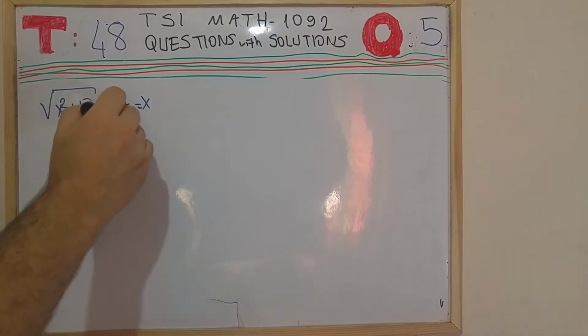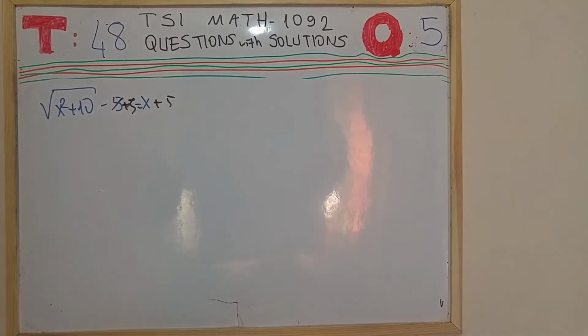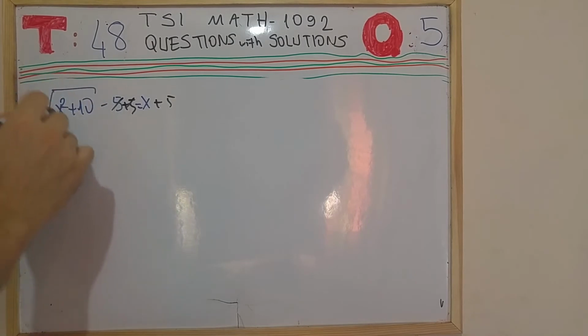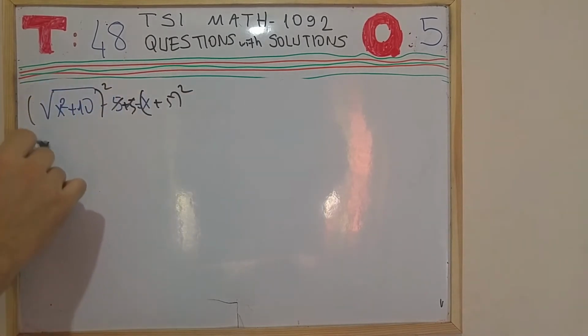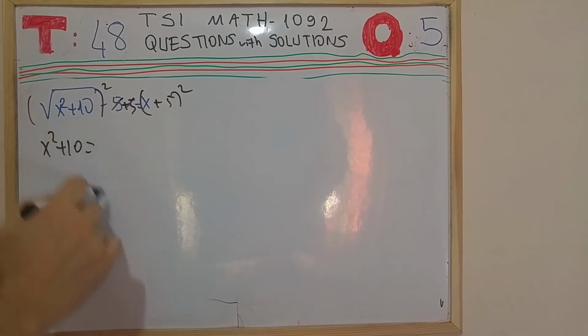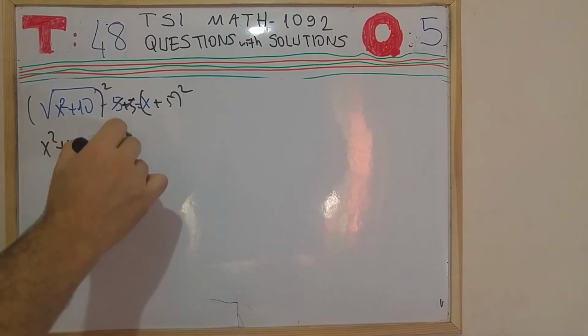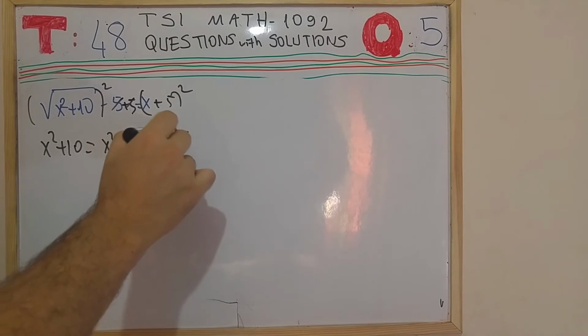Let's add 5 to each side. So what I have is x squared plus 10, and I have x plus 5 the other side. And now we can take the square of each side, which is x squared plus 10 is equal to x squared plus 10x plus 25.